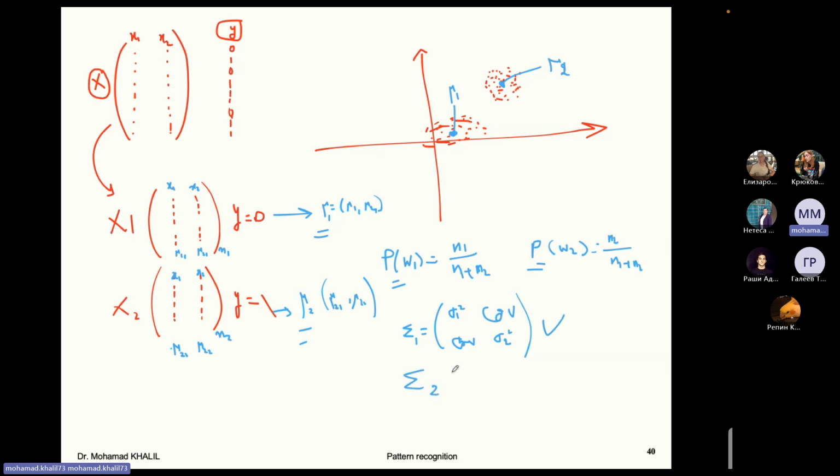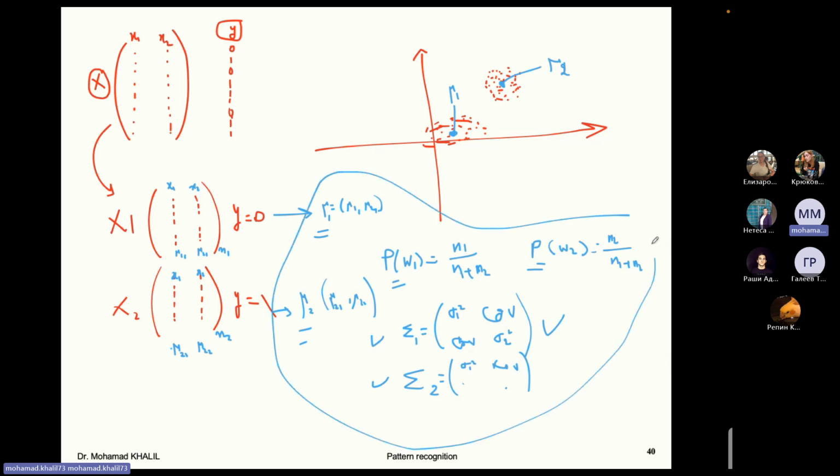And sigma 2 is the covariance matrix of this. That means sigma 1 square, covariance, but for class 2, sigma 2 square, so I can estimate sigma 2. You have sigma 1, sigma 2, mu1, mu2, and p1, p2, so you have all the data to apply the parametric classification.